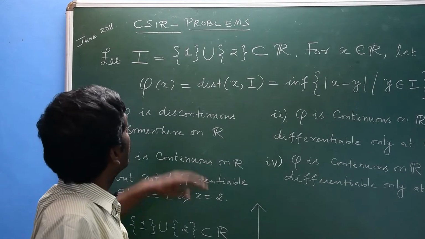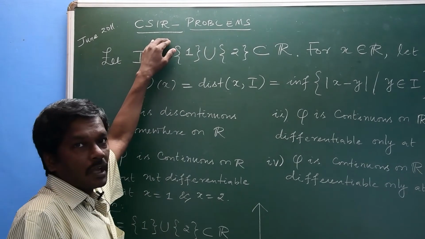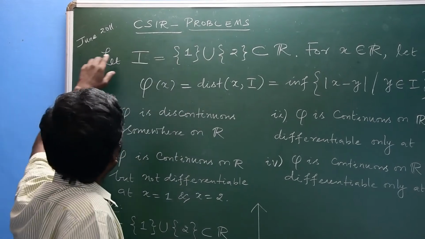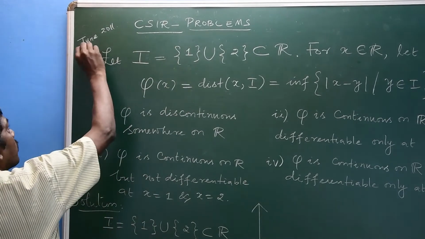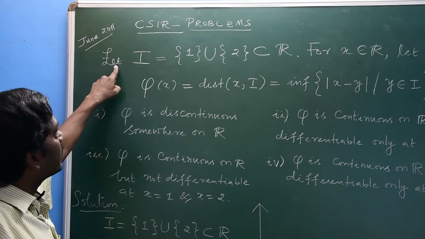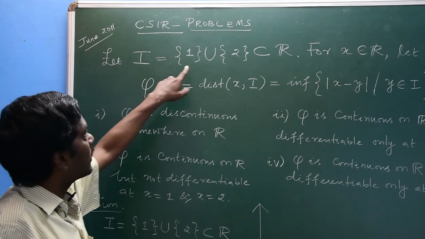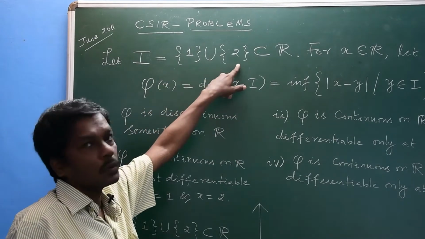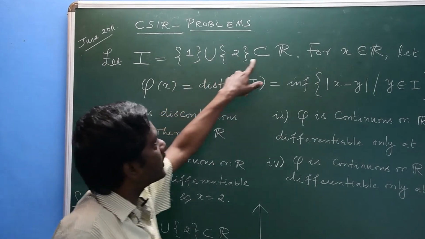Welcome back, friends. We have been solving CSIR problems. This is one of the problems asked in CSIR, June 2011. We are given that I is a set consisting of the union of the singleton sets {1} and {2}, as a subset of R.